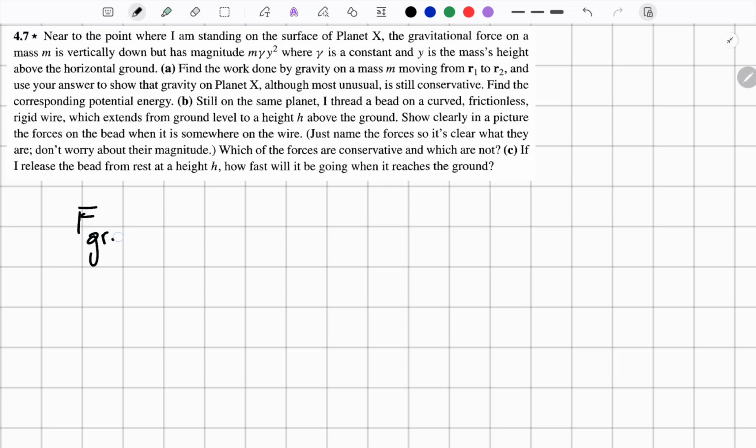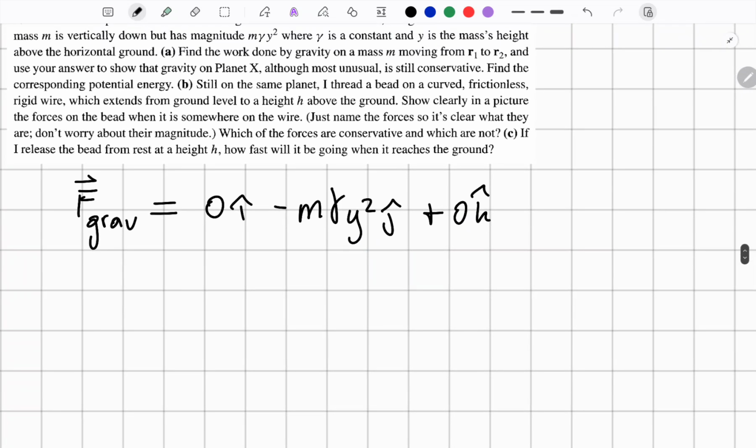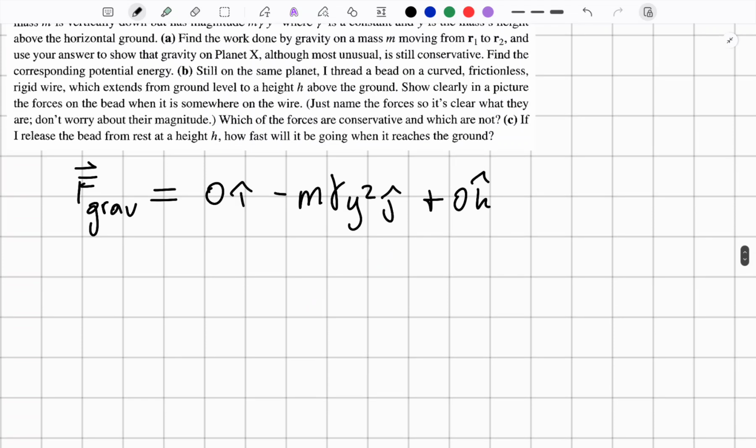So we know that our force of gravity on this planet is a vector with 0i, and we're going vertically down, so it's negative m gamma y squared j. So that's our force of gravity, and gamma is not varying, it's a constant, and y is our height above the horizontal ground. So it says find the work done by gravity on a mass m moving from r1 to r2, and show that even though this is a different force of gravity than we're used to, it's still conservative.